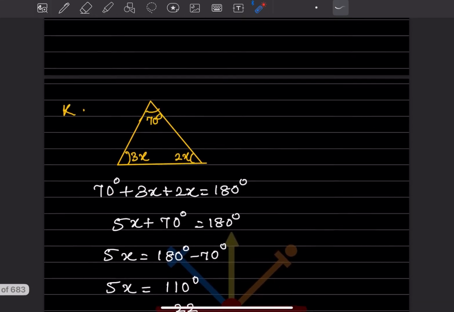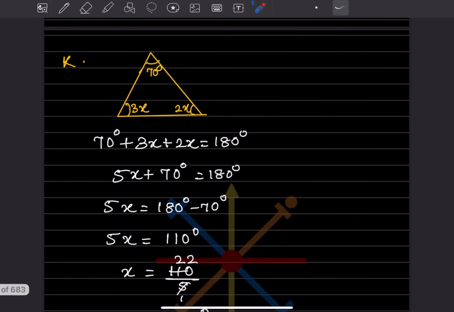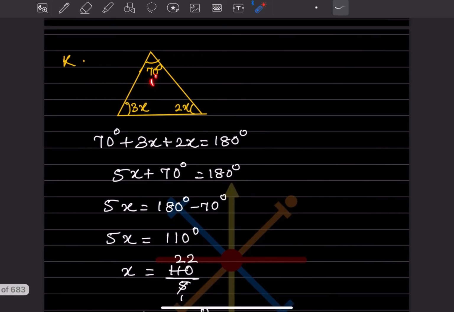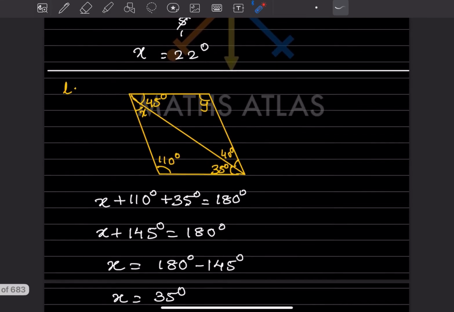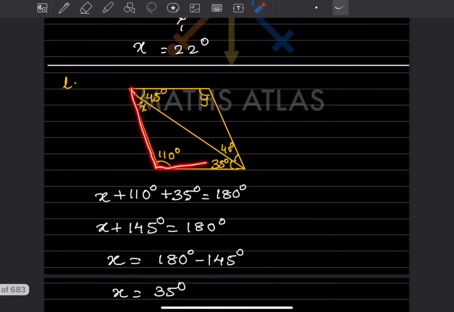Now let us look at this one. So this is one of the easiest ones. So when you add this and this one, that should be 180. So you can write here 70 plus 3x plus 5x is 180. So this will be 5x plus 70 is 180. So 5x will be 180, this will go on the other side, that will be minus 70. So 5x is 110. So x is going to be 110 divided by 5. That should be 22.